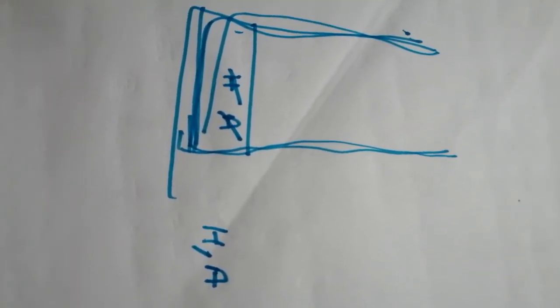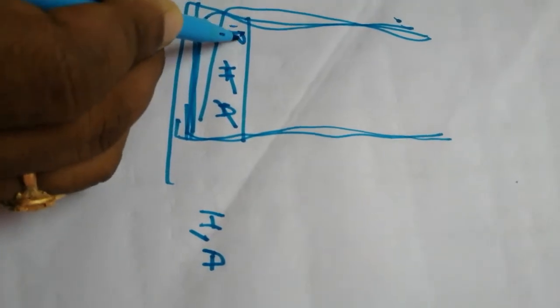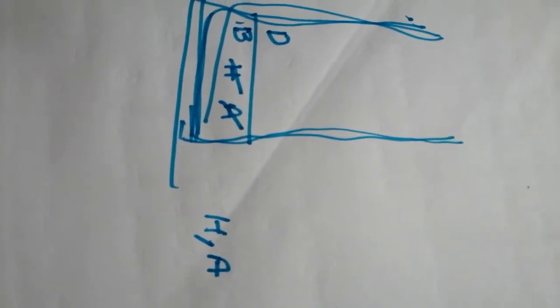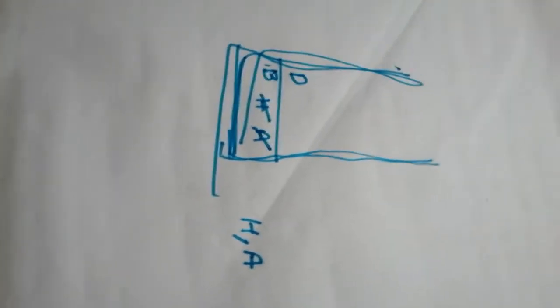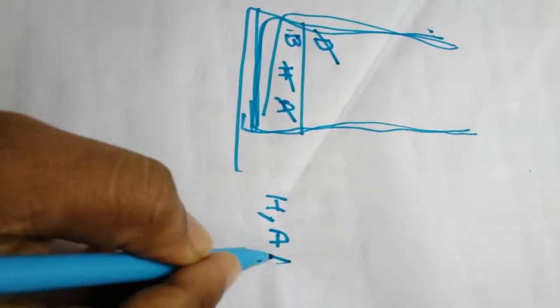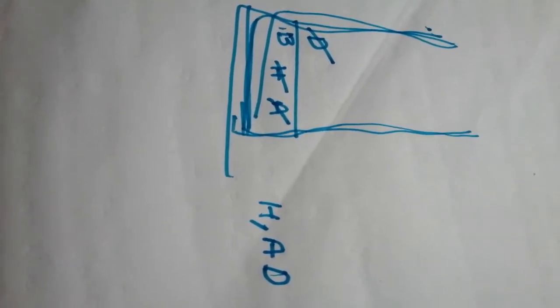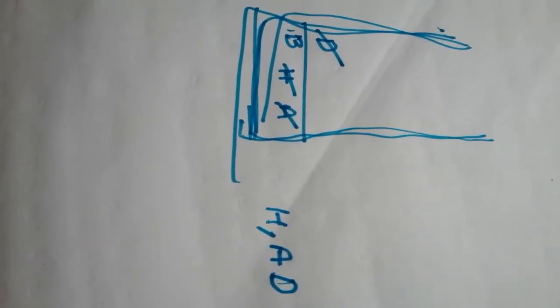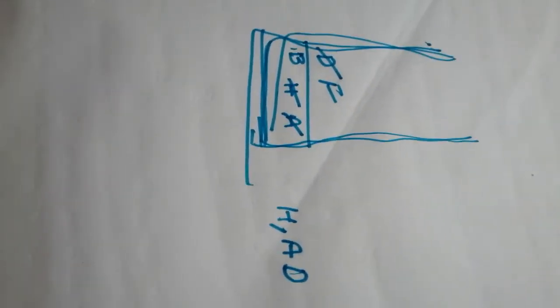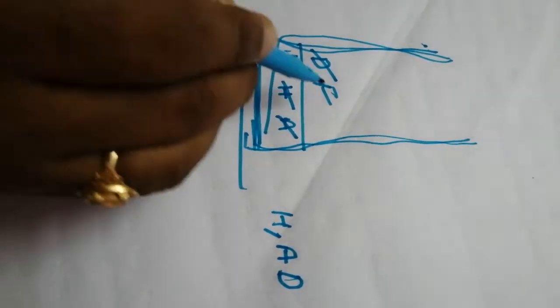Then what are the neighbors of A? B and D are the neighbors of A. Now insert B, insert D. B, D are the immediate neighbors of A. Insert them into the stack. Now pop the elements. D is popped. What are the immediate neighbors of D? The immediate neighbor of D is F. Push into the stack. So now this is the top element.